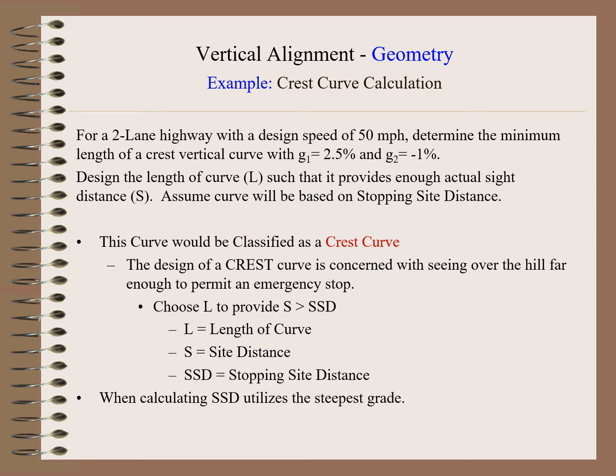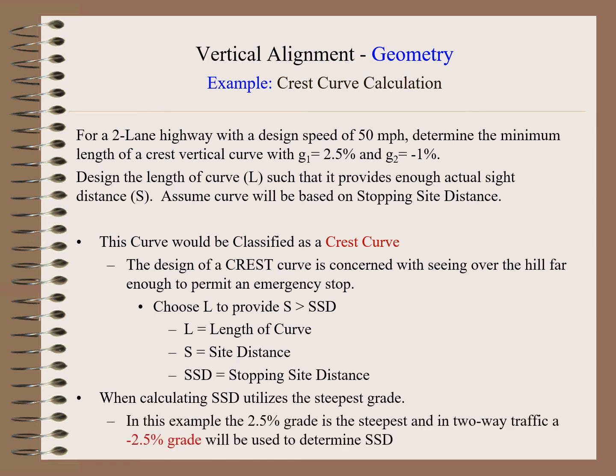When calculating stopping sight distance, utilize the steepest grade. In this example, the 2.5% grade is the steepest grade in a two-way traffic, and a negative 2.5% grade will be used to determine the stopping sight distance.